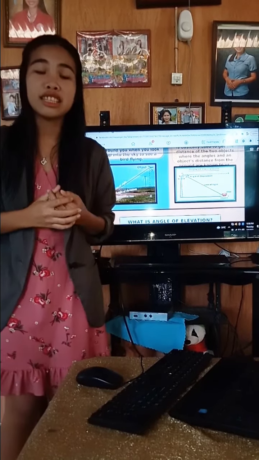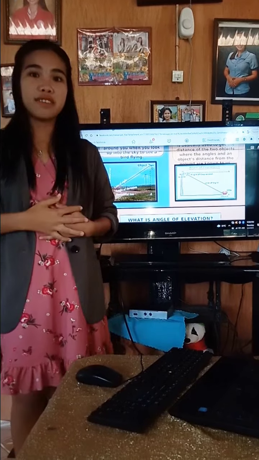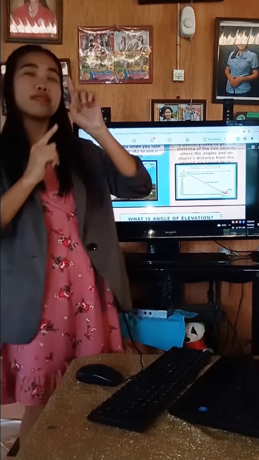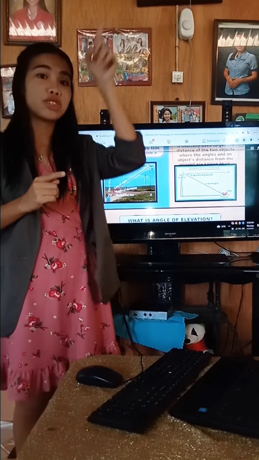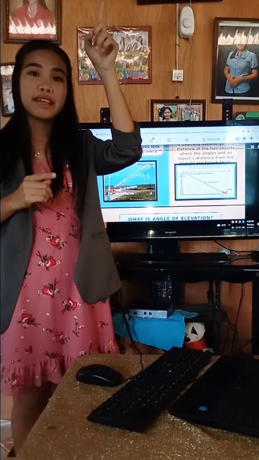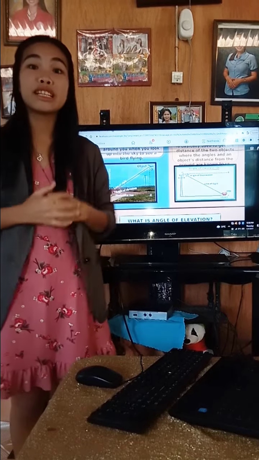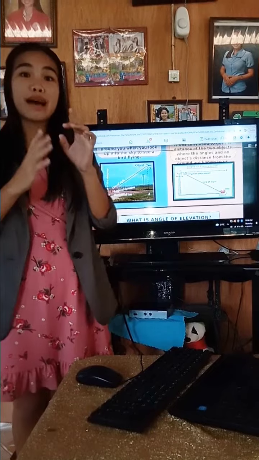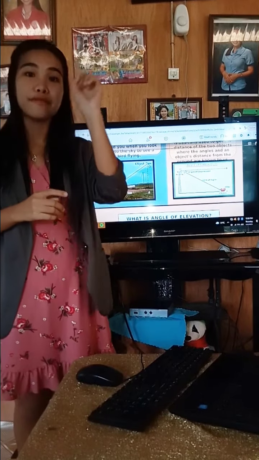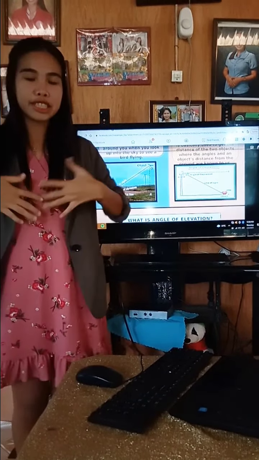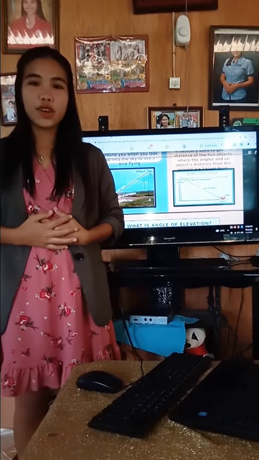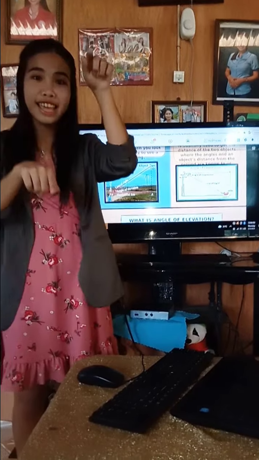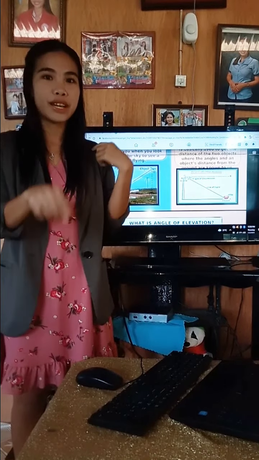It is not literal when you stand there. May angle of elevation na pag tumingin ka sa taas, may angle of elevation na talaga siya. Kasi pag tumayo ka, both may angle of elevation and depression. Like for example, I stand here, so there is an angle of elevation and there is an angle of depression.